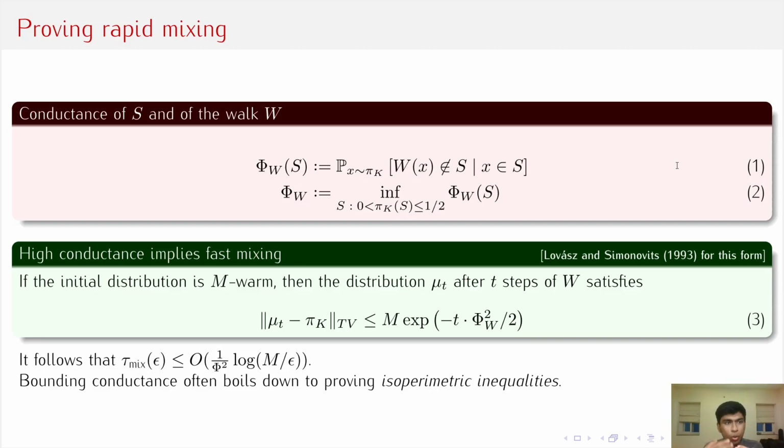Now to actually show these conductance lower bounds for random walks, we usually end up proving isoperimetric inequalities, which essentially means that you have two subsets which are far apart in some metric, where we might have to design this metric specifically. And then you want to show that the remaining part of this body, so the measure excluding these two sets, is significant.